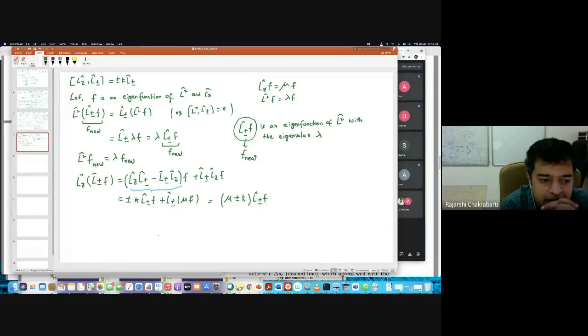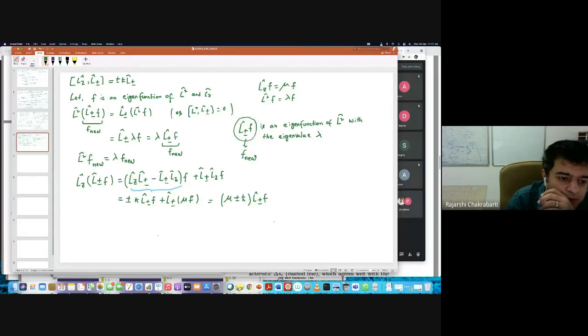Is this clear? So this one I can again write like this: mu plus minus h cross L plus minus f. This is fine. Is this clear to all of you? There's not much I did. Because this is your mu and h cross. They are constant. So what does it mean? What does it tell you? Can anyone tell me?